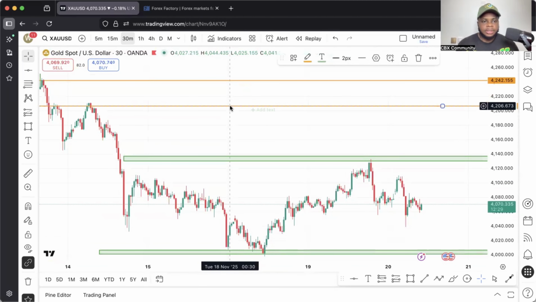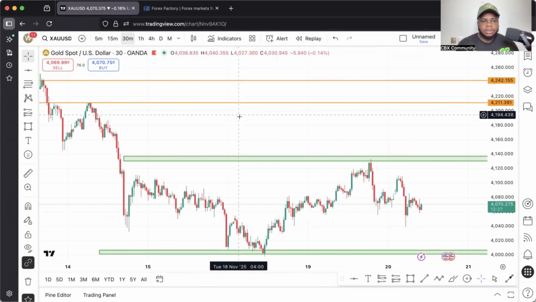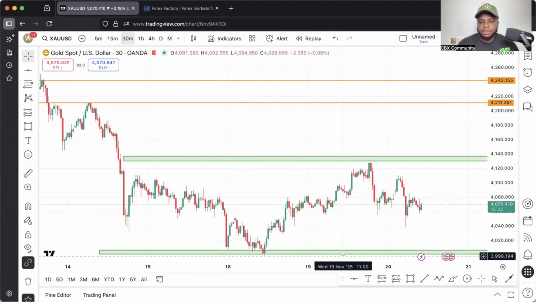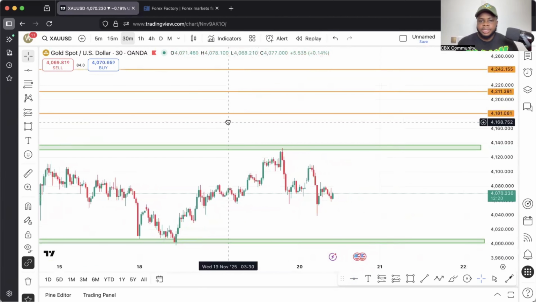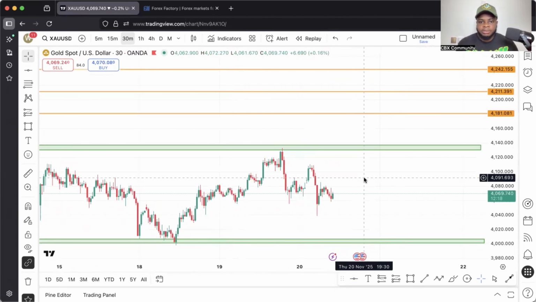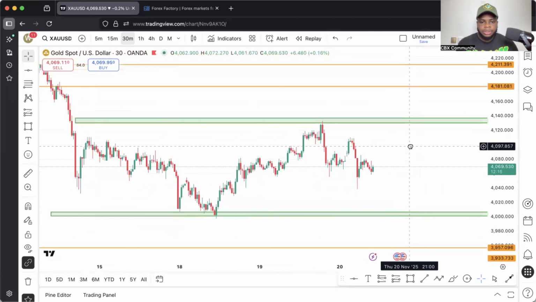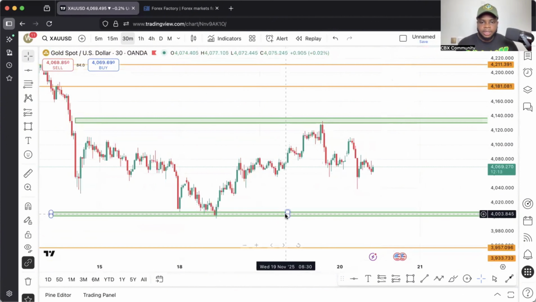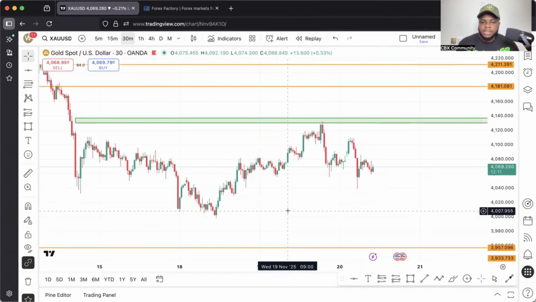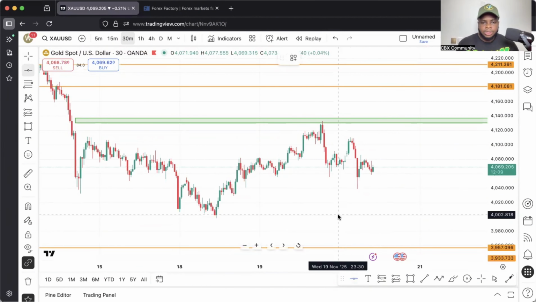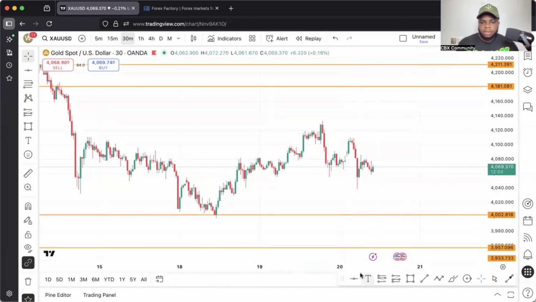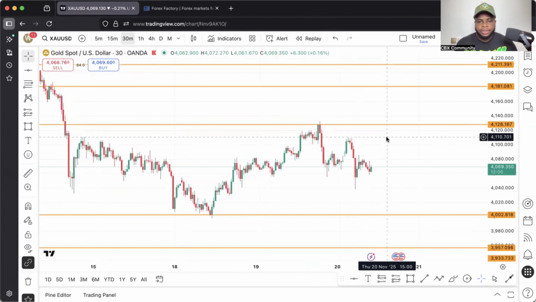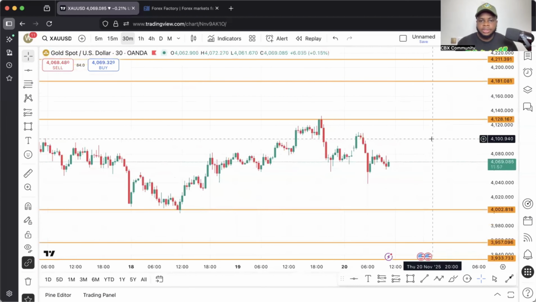Let's adjust this since it's the 30 minutes time frame. We also have a resistance zone over here. It's very important for us to identify what you're anticipating the market to give to us. We have a support zone over here. Let me delete this, and let me use this line. So let's zoom the chart a little bit.